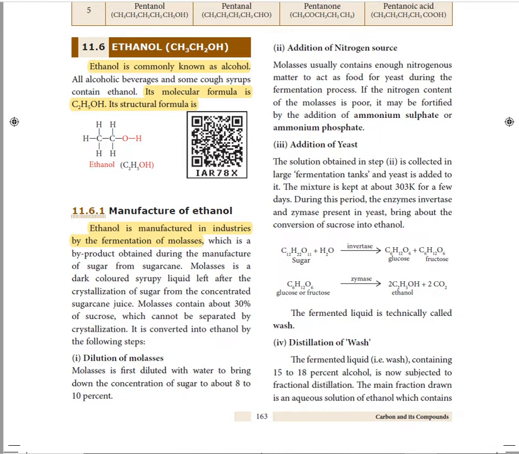So, ethanol is manufactured by fermentation of molasses. Before that, you should know what molasses is. Molasses is a dark colored liquid which is left after the extraction of sugar from sugarcane juice.